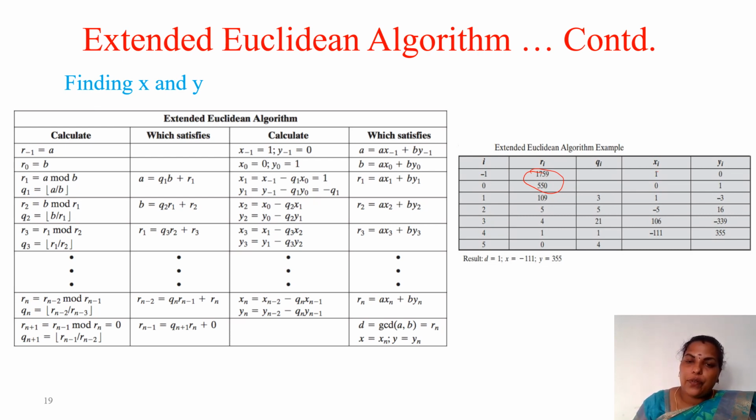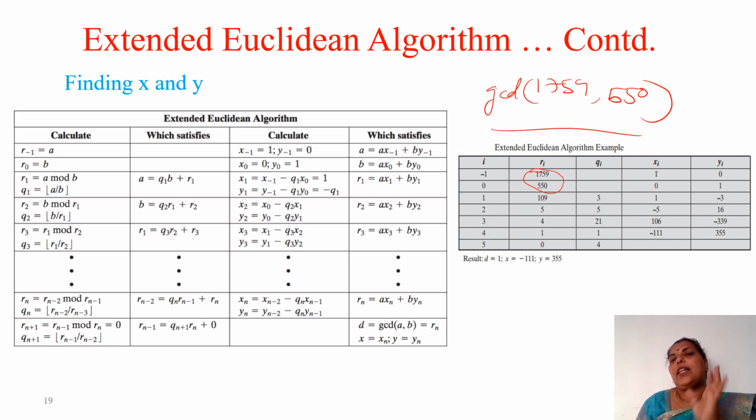That is, we are going to find the GCD of 1759 and 550. So the first step we have to do is check whether the GCD of these two numbers is 1 or not. If the GCD of two numbers is 1, then only the inverse exists. Here you see, if we are getting a remainder 0 in the last step, we have to stop. Then which one do we take as the GCD? The previous step's remainder. Here the previous step remainder is 1. So the GCD of these two numbers is 1 only.